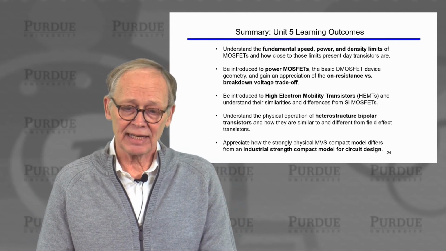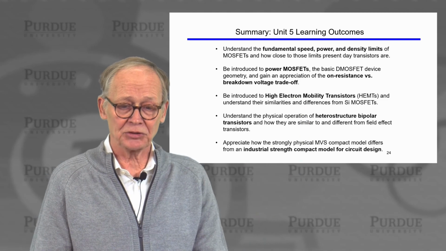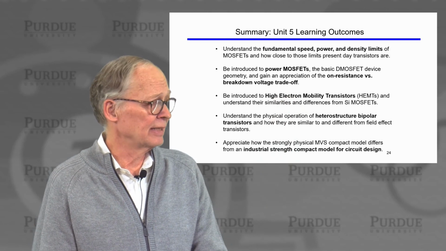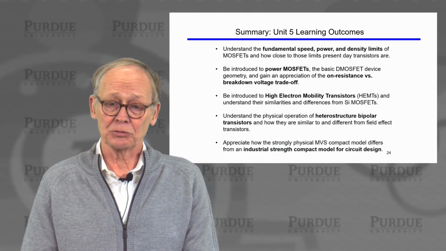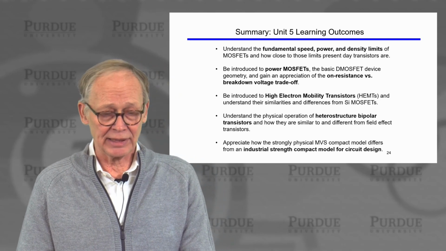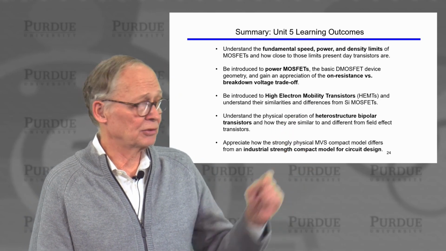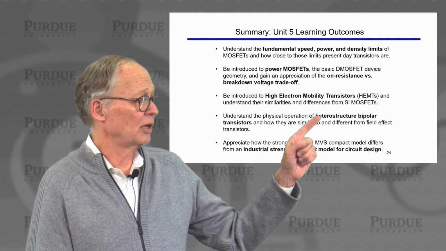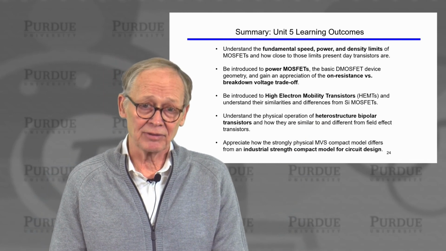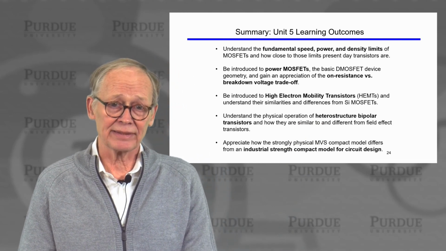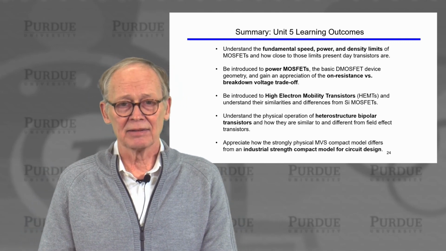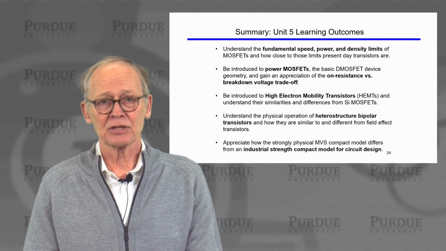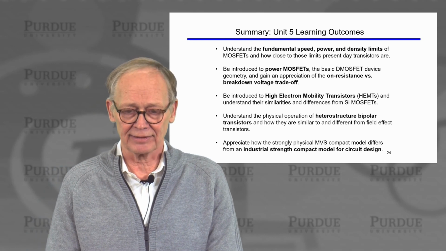So that's what we did in Unit 5. We talked about fundamental limits of MOSFETs. We indicated how MOSFETs could be used in a quite different application and what the key figure of merit was for those power applications, the on resistance versus breakdown voltage trade-off. We briefly introduced a different kind of field effect transistor, the high electron mobility transistor. We also talked about a bipolar transistor, another type of barrier controlled transistor, but one that is quite different in some aspects. And we ended by circling back and saying a few words about compact models, specifically about compact models used by designers for sophisticated electronic design.